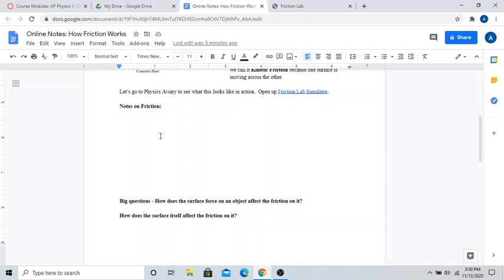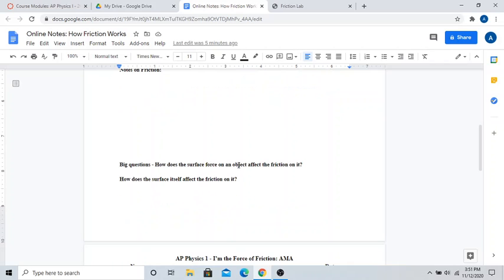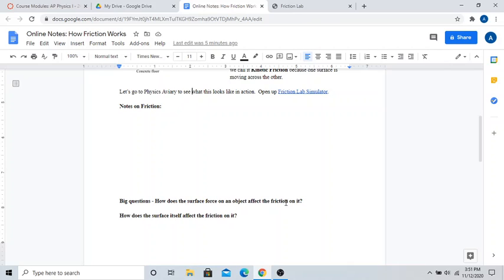You write as much or as little notes on friction as you want, but use this space accordingly to discuss. I'm just going to narrate a little bit about what's going on. Be aware that there are two big questions I want you to think about. The first one is, how does the surface force on an object affect the friction on it? And how does the surface itself affect the friction on it? So think about those two questions, please, while I'm talking about this.